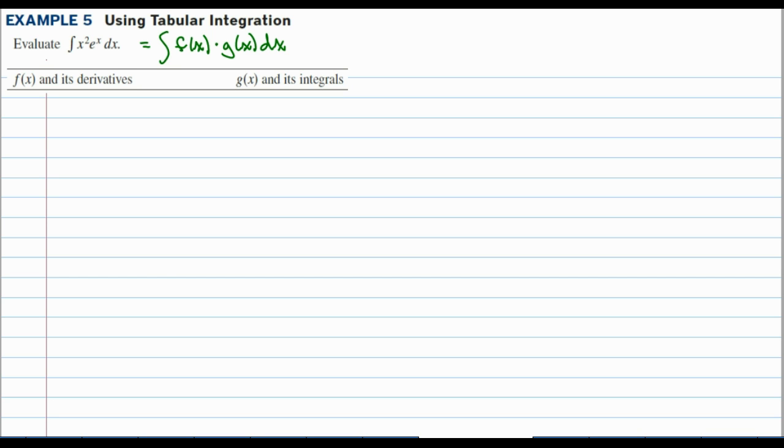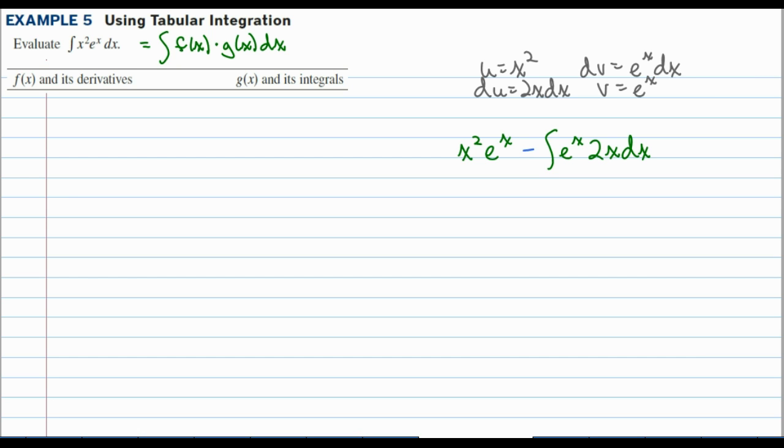As a matter of fact, I'm going to first show you how to do integration by parts on this problem so we can compare it to how tabular integration works. So I've got u as x squared, dv as e to the x dx, took the derivative of u and the antiderivative of e to the x. And there's my first phase of integration by parts.